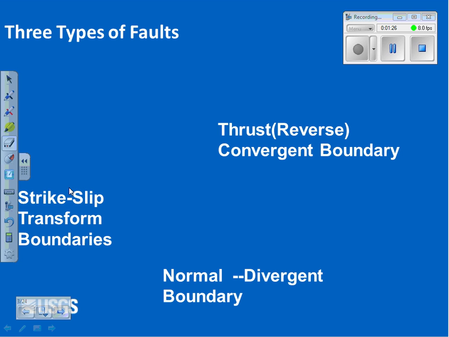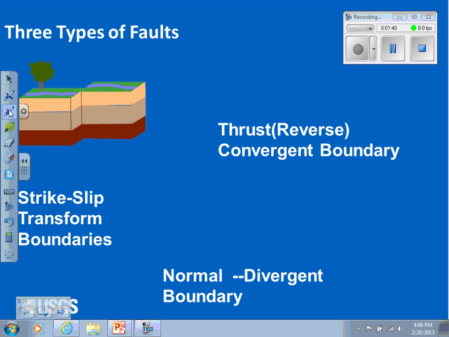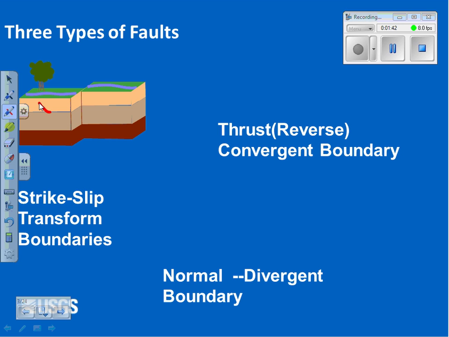Okay, review of the three types of faults that can cause earthquakes. First of all, there's the strike-slip fault, which is along transform boundaries, where actually the plates slide past each other. Okay, one's going to go that way, the other's going to go this way, and stress builds up in between the boundaries there. That's a strike-slip fault at a transform boundary.